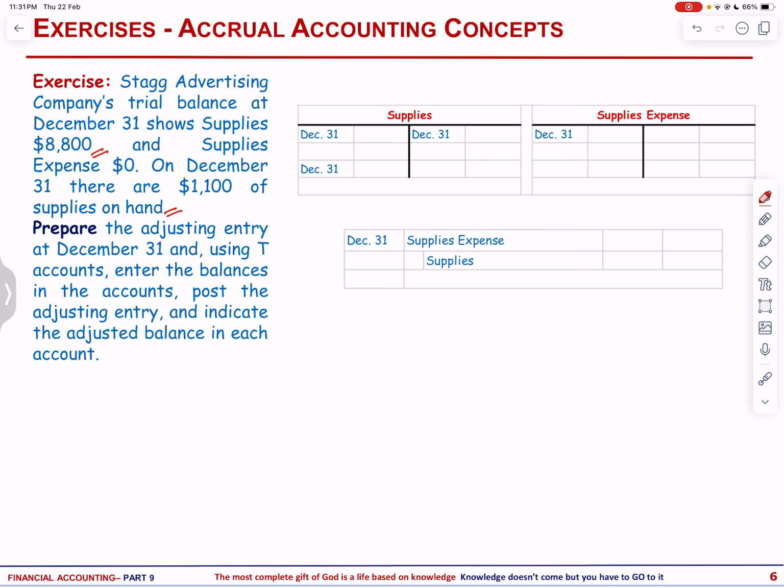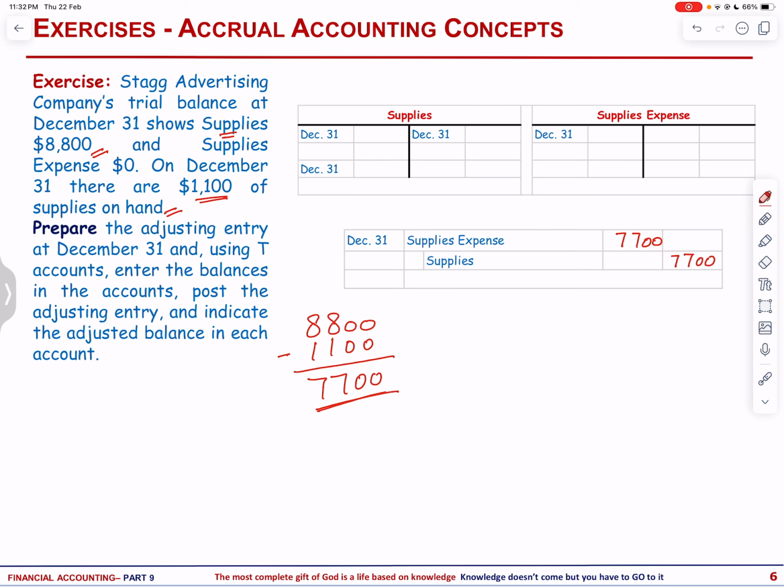Okay. So on 31st December, the supplies are 8,800 and a physical count shows supplies on hand of 1,100. That means 7,700 of supplies has been consumed, and this becomes an expense. So supplies expense will be debited by 7,700 and supplies will be credited by 7,700 as well.